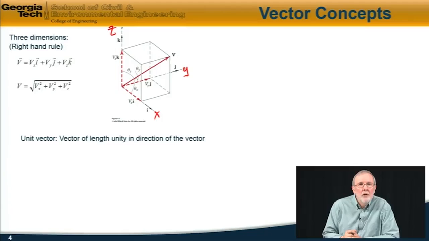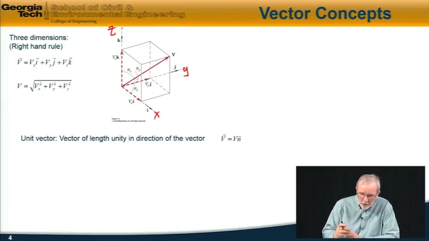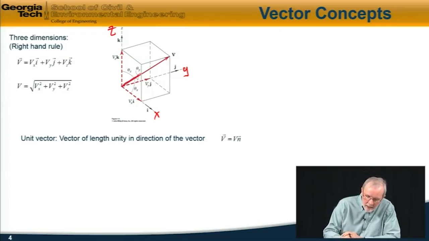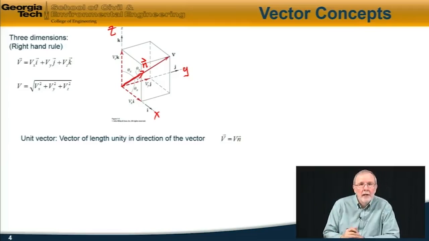Another concept which is very useful is the idea of a unit vector. The unit vector is a vector of length unity, or 1, which lies in the direction of the vector of interest. So, for example, in this case, if n is the unit vector in the direction of the vector v, we can write the vector v as simply being equal to the magnitude v multiplied by the unit vector n. And n, in turn, is given by this expression, i ex plus j ey plus k ez, where ex, ey, and ez are the components of the unit vector in the x, y, and z directions.